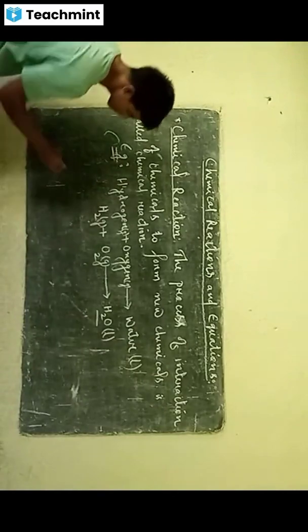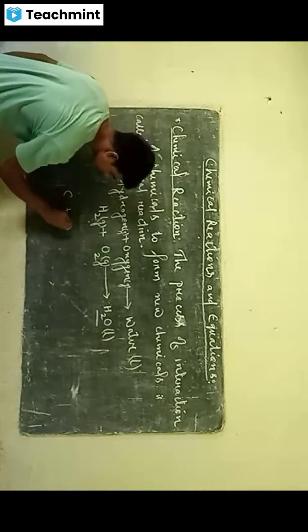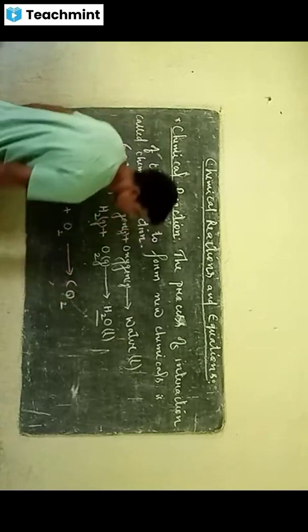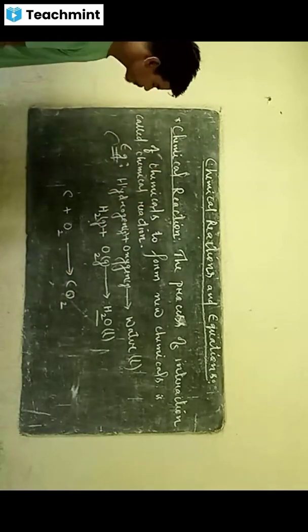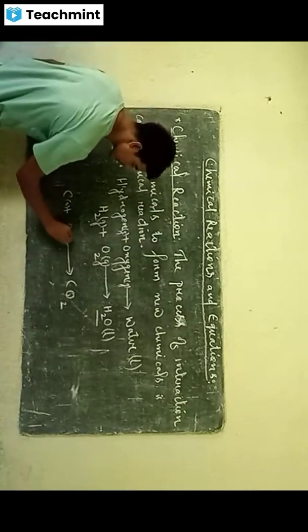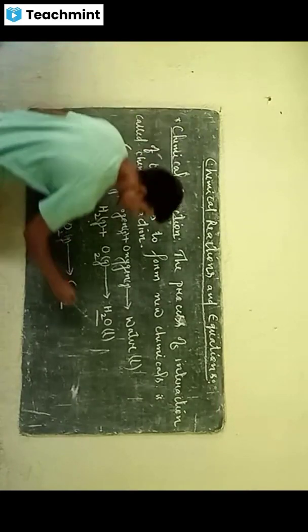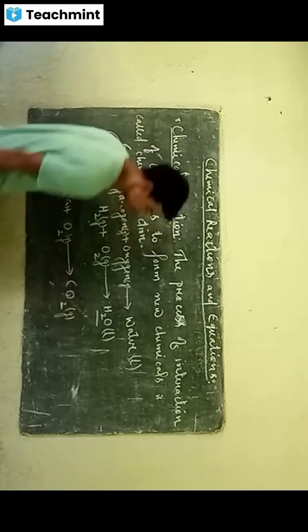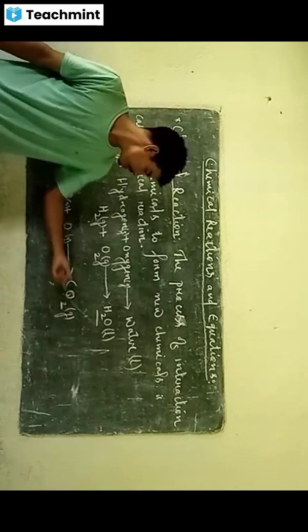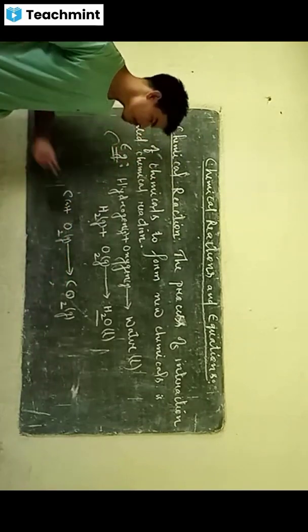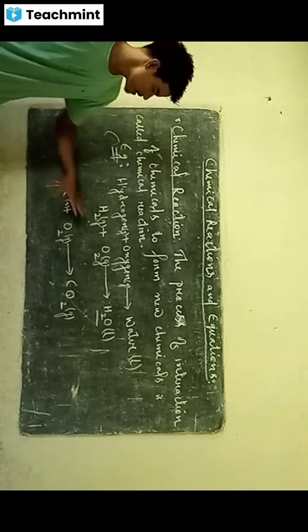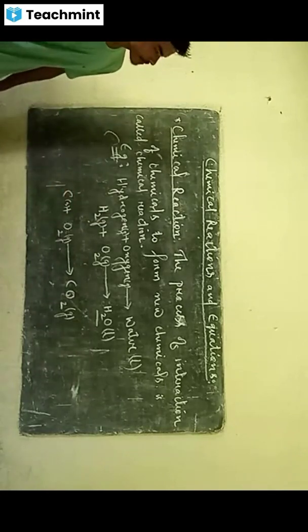Some more examples, we can write carbon plus oxygen, you'll find carbon dioxide. This is also a chemical reaction. See, carbon is a solid, right? Oxygen is a gas. Carbon dioxide is a gas. So the property of carbon dioxide is totally different from that of oxygen and carbon, right? So this change is also a chemical change, or this is a chemical reaction.